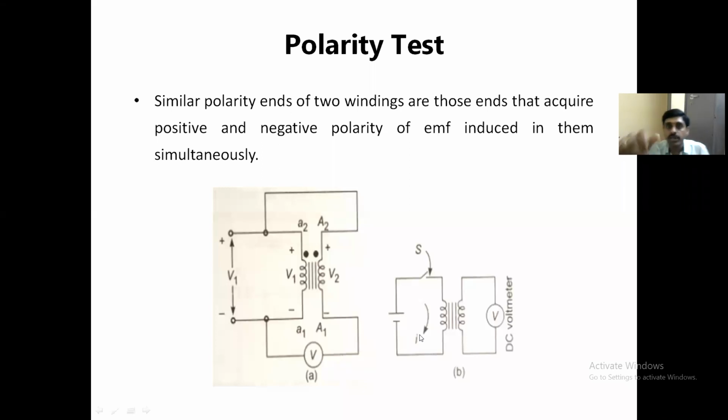So one more simple test is there. I will finish this test. Tomorrow we will discuss the Sumpner back-to-back test and other discussion. Polarity test. In the polarity test, similar polarity ends of two windings are those ends that acquire positive and negative polarity EMF induced in them simultaneously.